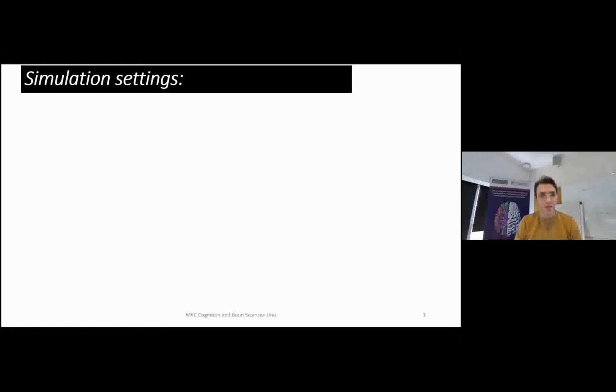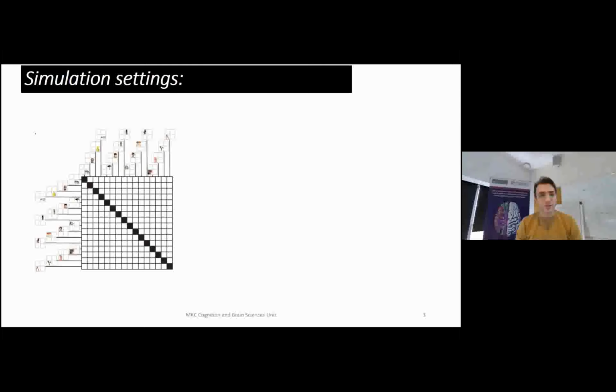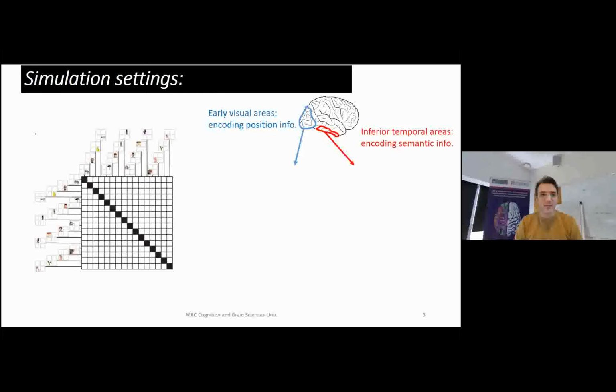similarities between them. So we simulated a scenario in which we had different semantic categories of objects presented at different spatial locations on the screen. There are two aspects of information represented here: semantic categories as well as spatial locations on the screen. Based on the literature, we think that position information should be represented more dominantly in early visual areas compared to semantic information, which you can more dominantly find in inferior temporal cortices.